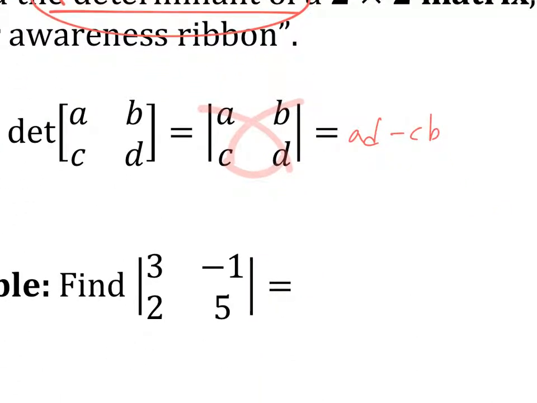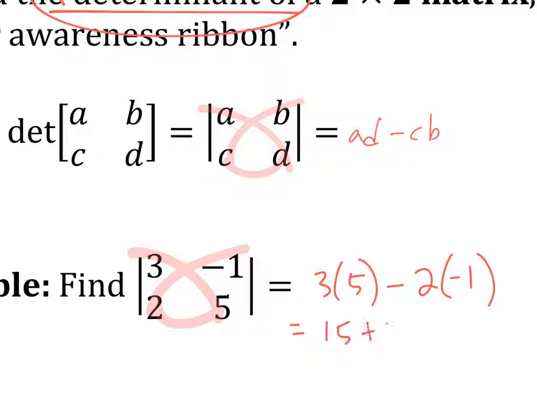Okay, so let's try one. Find the determinant of this matrix. 3 times 5 minus 2 times negative 1. Okay, so that's going to be 15 plus 2, which is 17. Okay, top left to bottom right, minus bottom left, top right. Good?